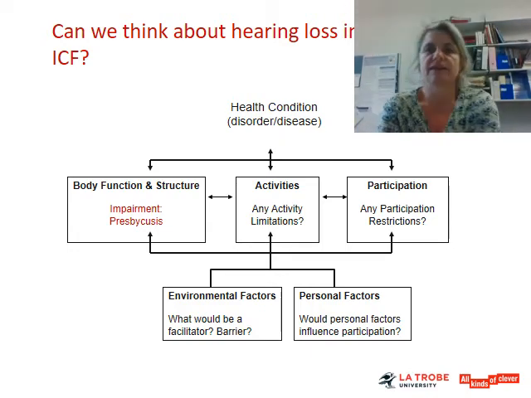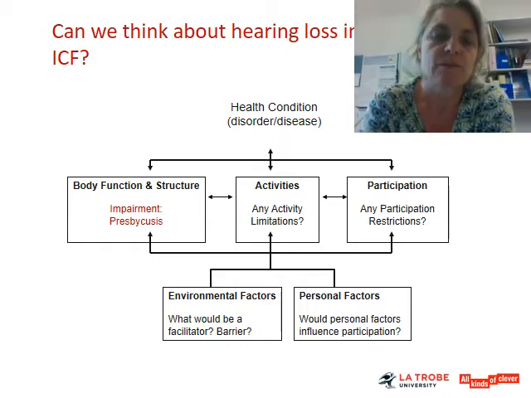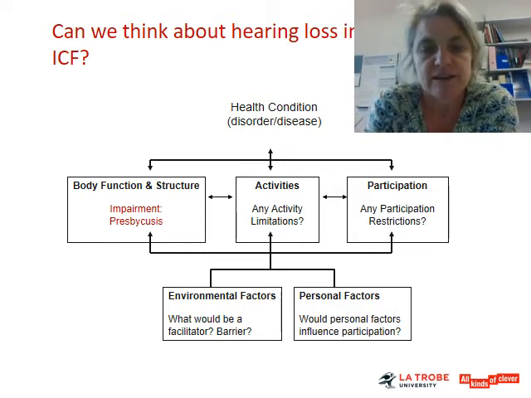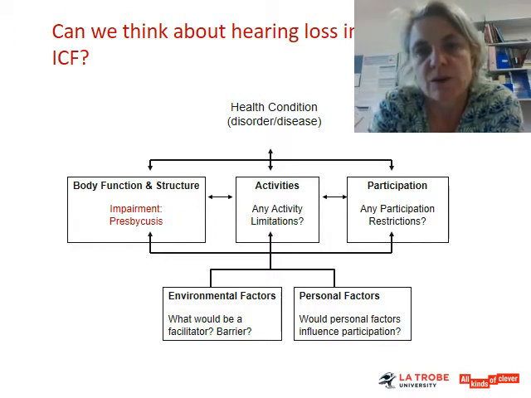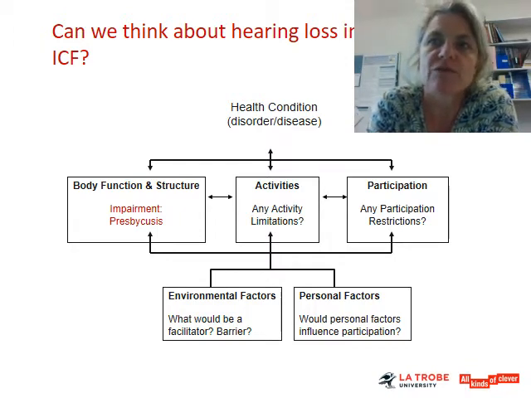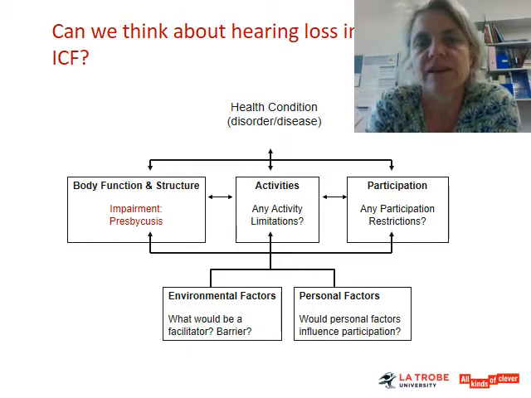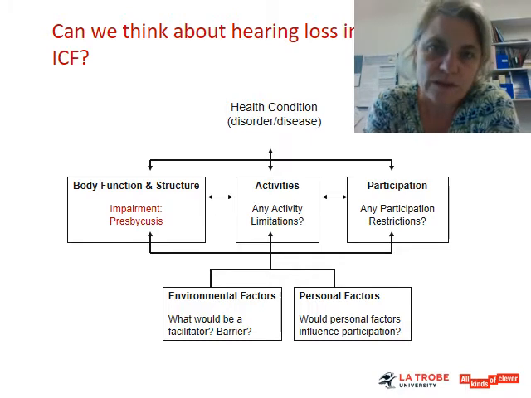I'm thinking there about if you could imagine someone eating out with friends at a restaurant. What kind of restaurant would make it easy for them to hear well, and what kind of circumstances in a restaurant would make it really difficult for someone to hear well? That would give you a sense of the kinds of facilitators or barriers that might influence how well someone hears.